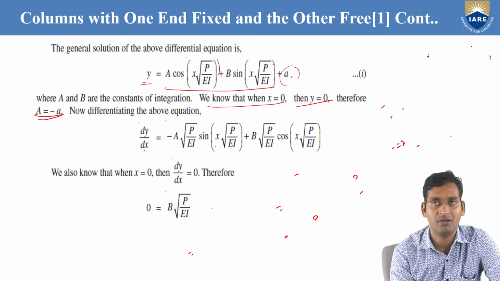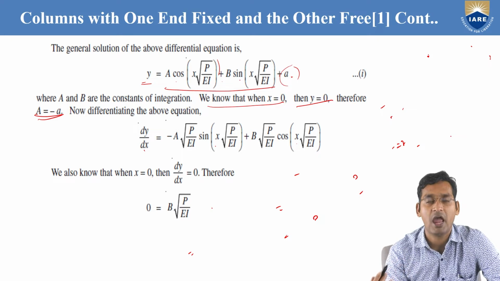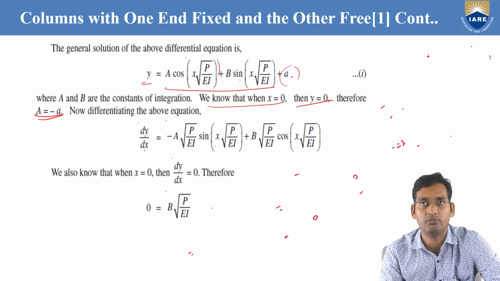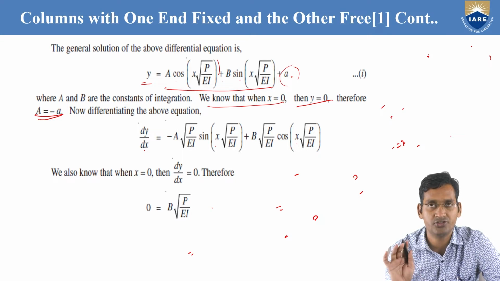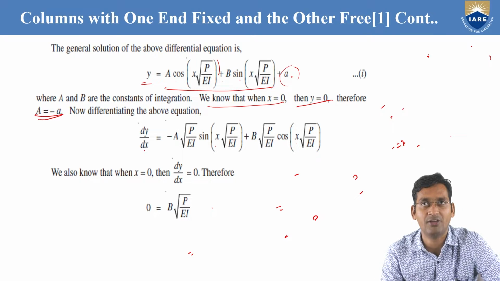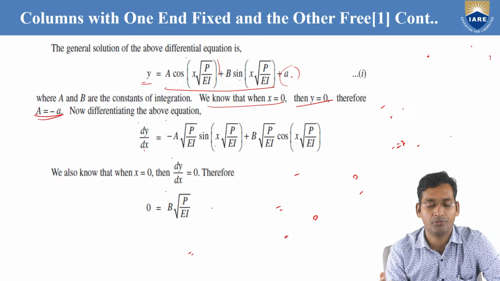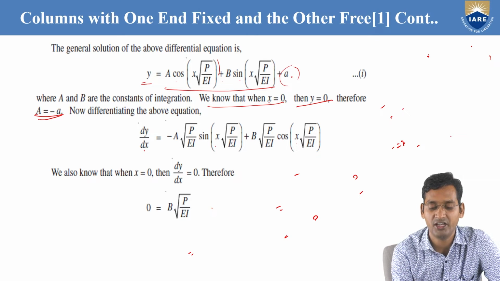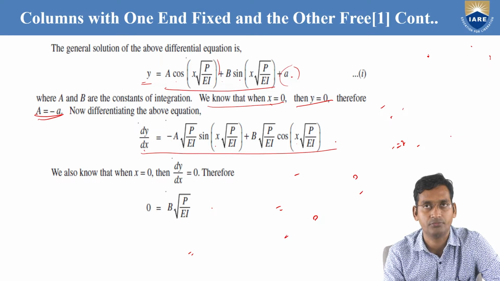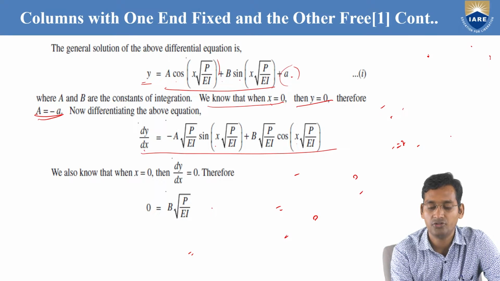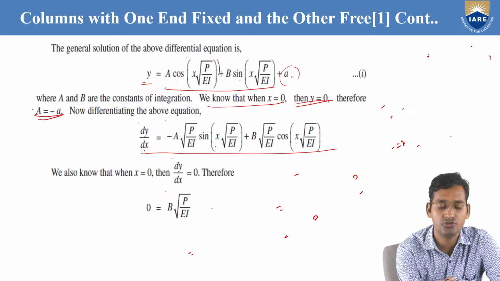Now what you have to do? Apply the boundary conditions, see the diagram. At x equals 0 what happened, at x equals L what happened, and just substitute the value and find the values of A and B, and from there you have to find the solution. So after putting x equals 0, y equals 0, what we got? dy by dx equals this one. Sorry, after putting x equals 0, y equals 0, we got E equals minus a.